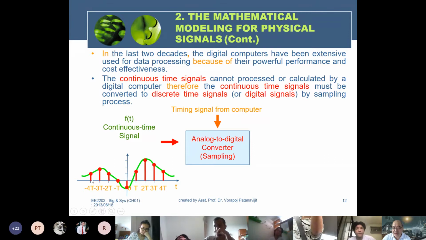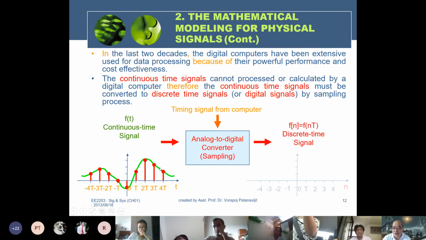In this case, if you sample too much, you can store the data well, but if the number of data you store is too big, what happens? You waste memory to store your data. But if you sample too few, you cannot reconstruct the original data back. What happens in the sampling theory?